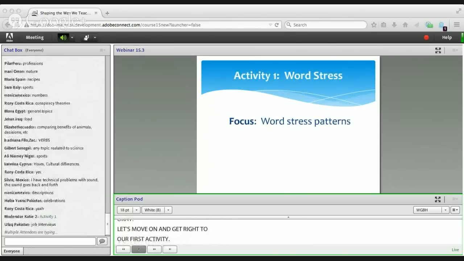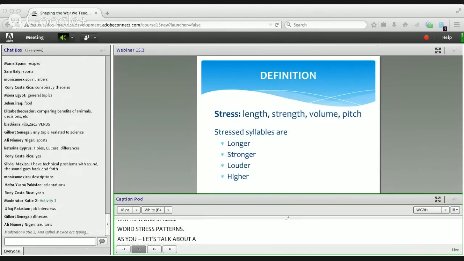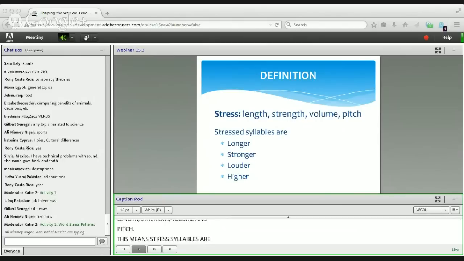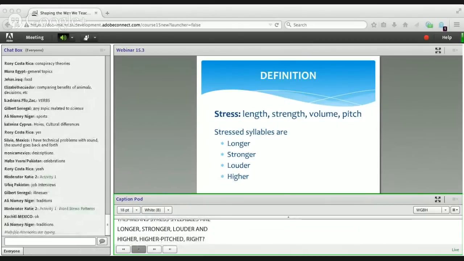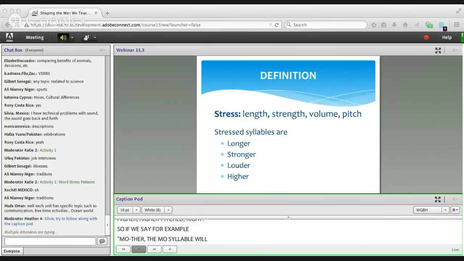So word stress patterns. Let's talk about a definition first. Length, strength, volume, and pitch. This means that stressed syllables are longer, stronger, louder, and higher pitched, right? So if we say, for example, mother, right? The first syllable is going to be longer, stronger, louder, and higher, right? We don't say mother at the same pitch. It's mother, right? It jumps up slightly.